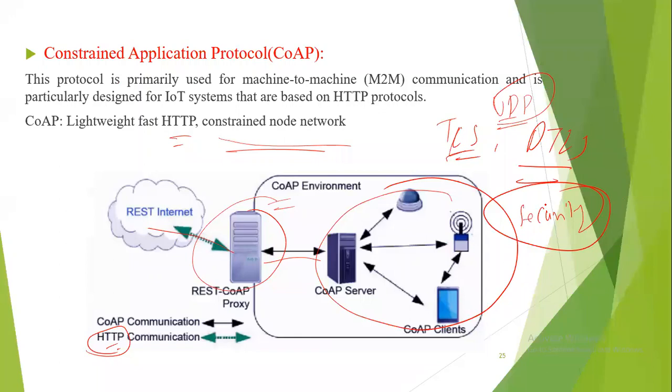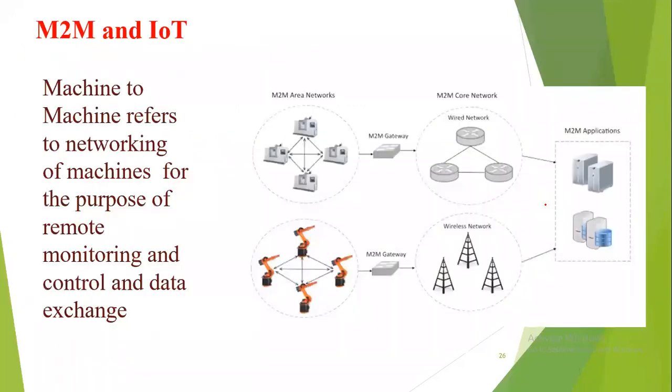So there are plenty of protocols, and according to the application, you have to select a particular protocol. Then the M2M and IoT concept is there. M2M means machine to machine. So basically there are some protocols for machine to machine, and these machine to machine systems use wired networks as well as wireless networks.